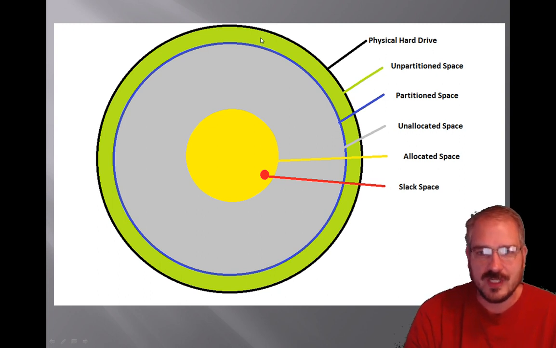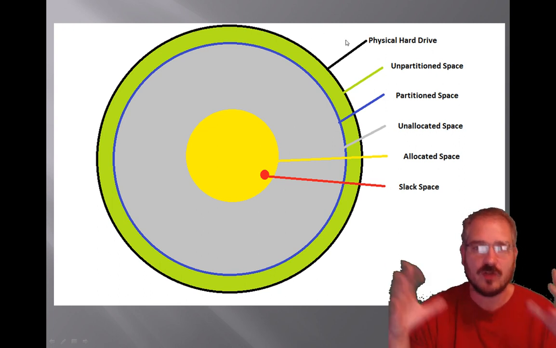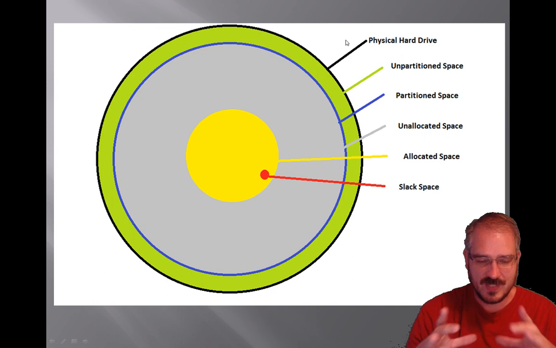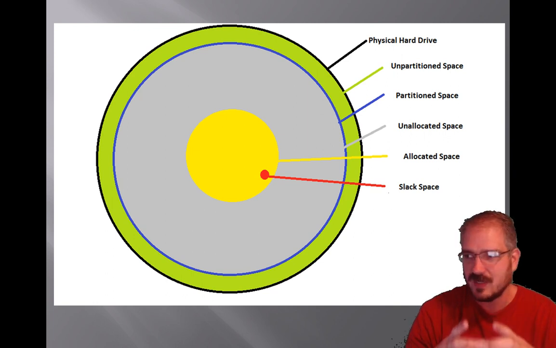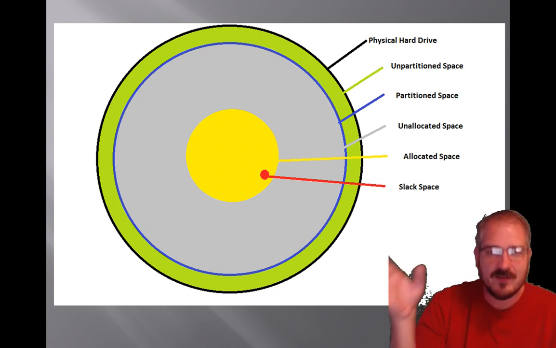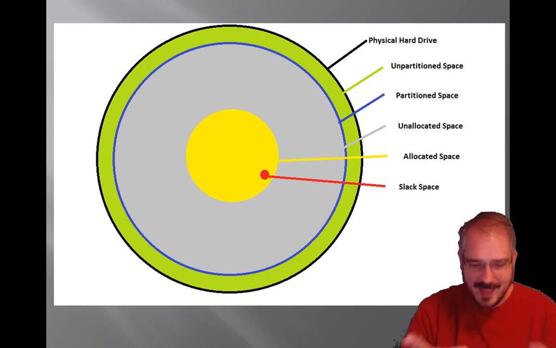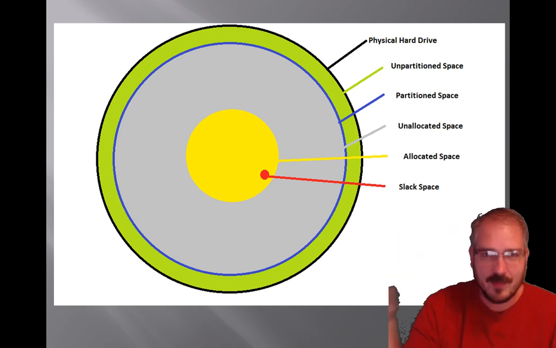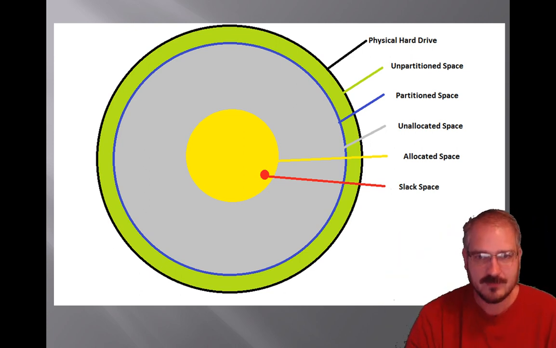So the largest circle here, the black circle, that is our physical hard drive. That is everything, every single physical piece of machinery within that hard drive thing that we have inside our computer. Okay? That's the black circle.